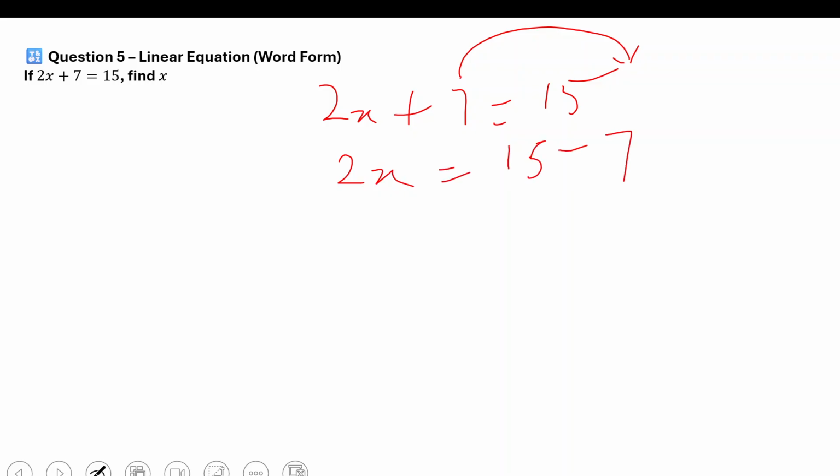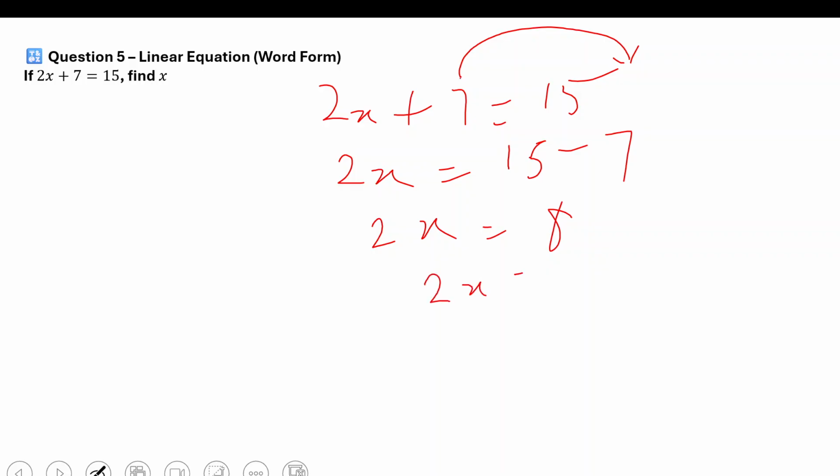Okay, so the next one is a linear equation again. Say if 2x plus 7 is equal to 15, find x. So the next thing we do is to take 7 to this side. When plus 7 crosses to this side, it becomes minus. So it is 2x is equal to 15 minus 7. So I have 2x is equal to 15 minus 7, which will give us 8.